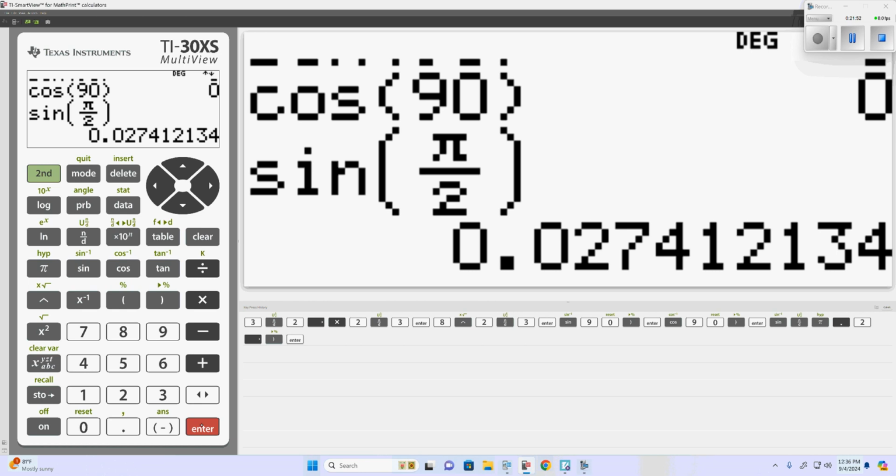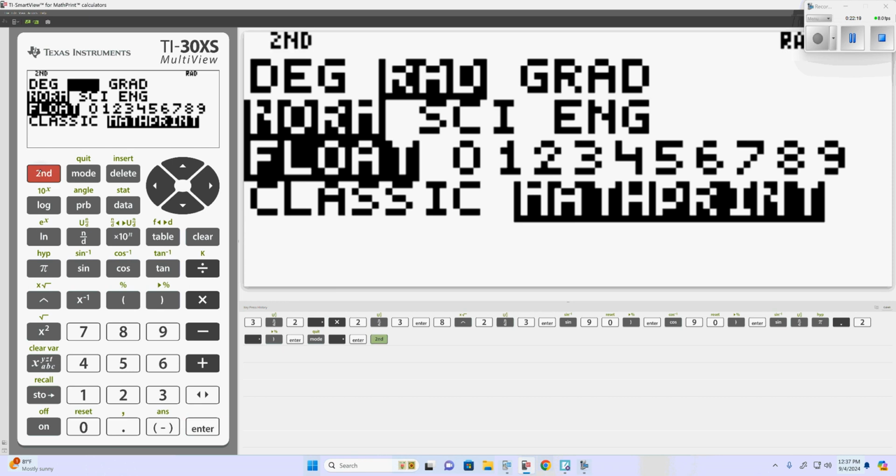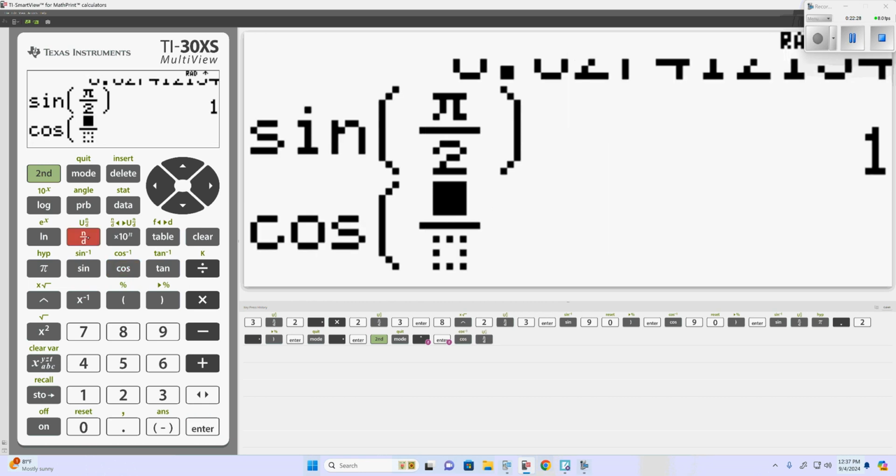DEG stands for degree. So when I put in sine of pi over 2, the calculator is not seeing pi over 2 as a radian amount. For some reason, it thinks you're saying pi over 2 degrees, so it's converting it to a degree measure. We don't need it in degrees. We would need it in radians. So mode. If you notice up at the top, the next one is RAD. We'll select it, second quit. Let's try this again. Sine of pi over 2 is 1. Cosine of pi over 2 is 0. So we see the distinction there.